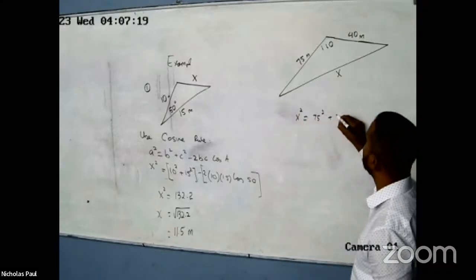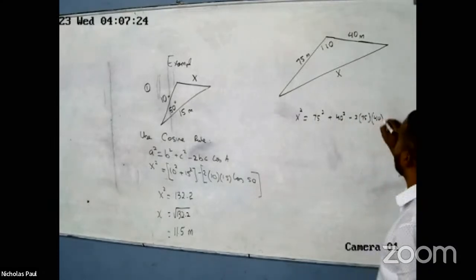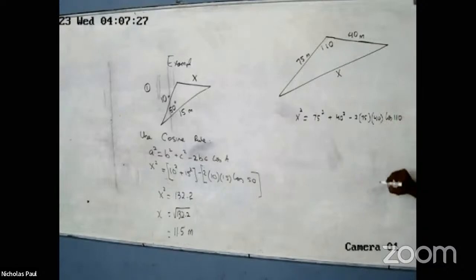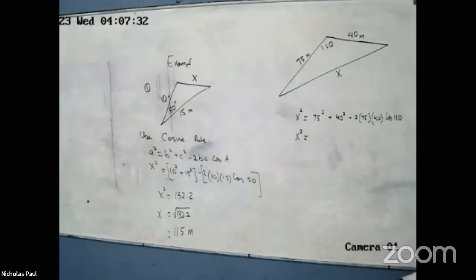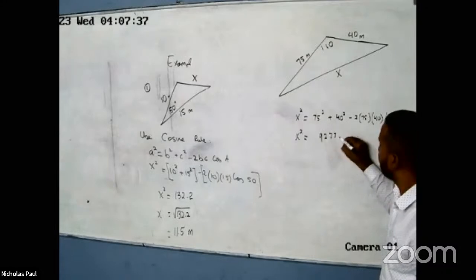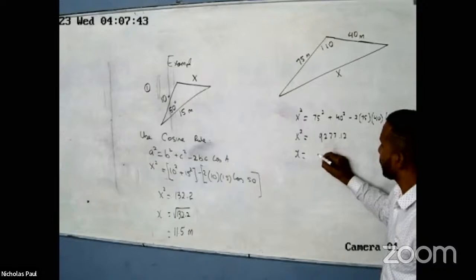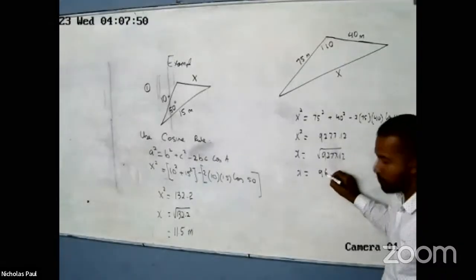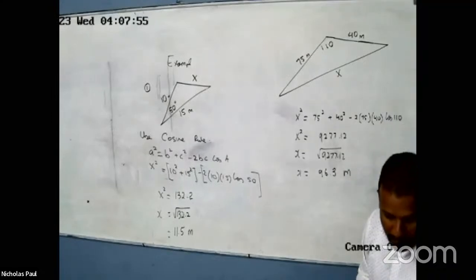So it's 75 squared plus 40 squared minus 2 by 75 by 40 cosine 110. When you work it out, how much did you get? 9,200 squared, and then the square root of that is 96.2 meters. Yes, 96.22.